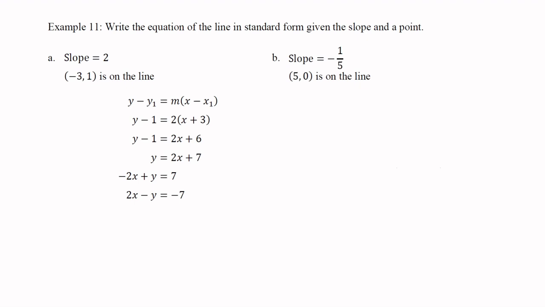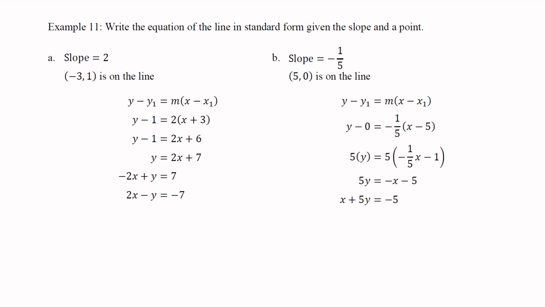If our slope is -1/5 and (5, 0) is on the line, we do have a point and a slope. So point-slope form, again, is the place to go for this. We plug in our values. We don't need the minus 0 on the left. We distribute the 1/5 x - 5 on the right, and then we multiply both sides by 5 to get 5y = -x - 5, and then we add x to each side, and since we're not leading with the negative, we are finished.